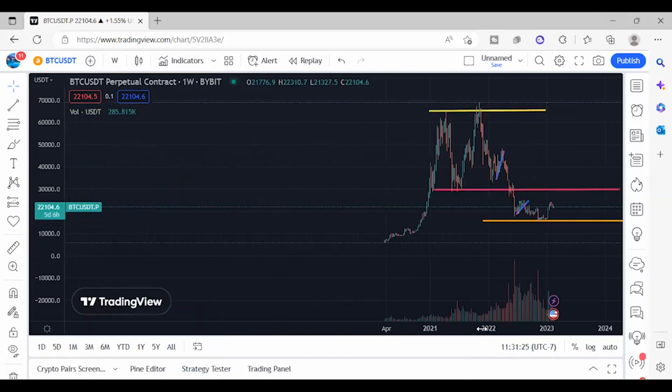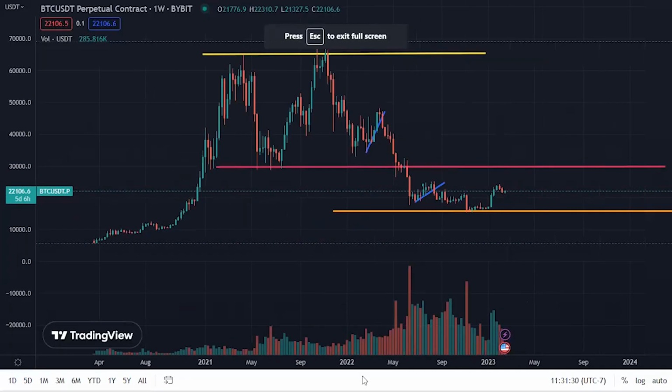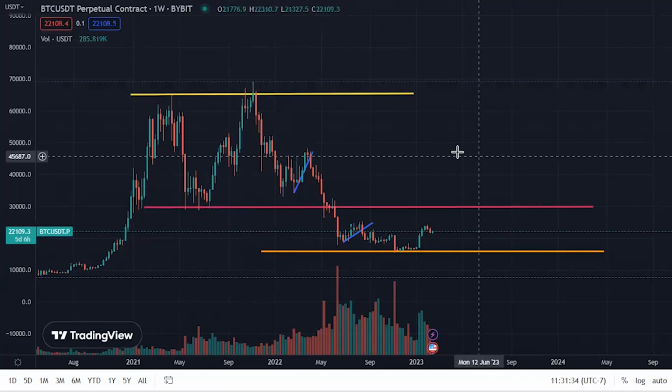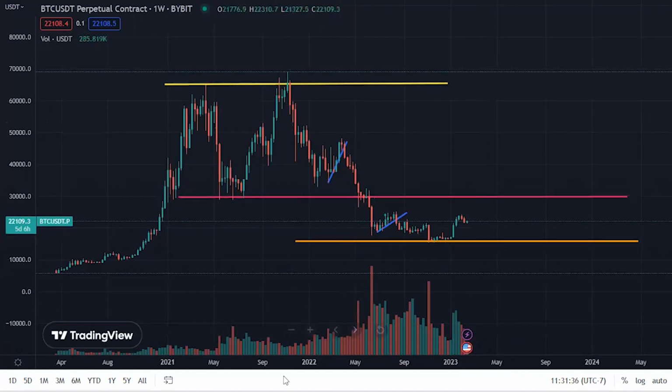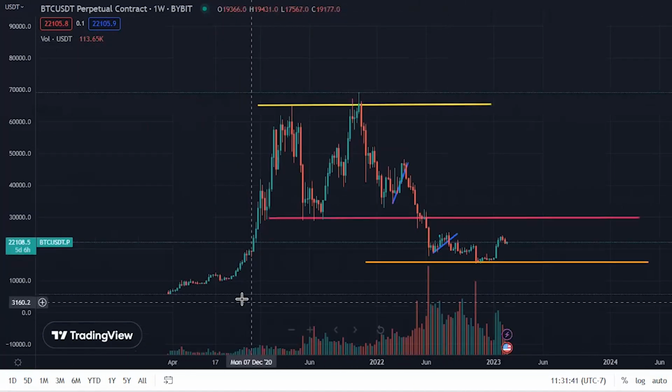Now, when I come to the weekly time frame, what do you notice? You can see the support and resistance lines that we drew on the monthly time frame. But this time around, they seem to be further away from each other, right? You can clearly see it.